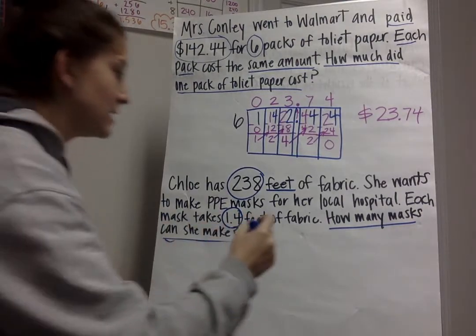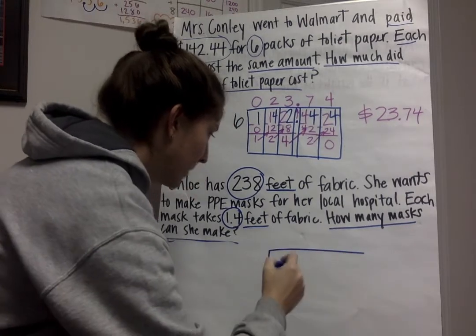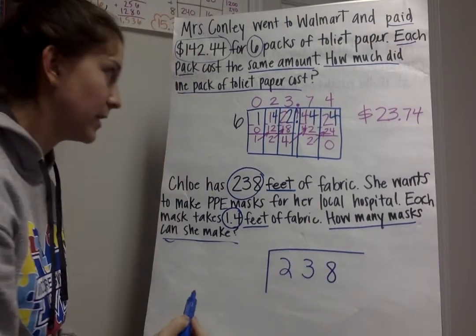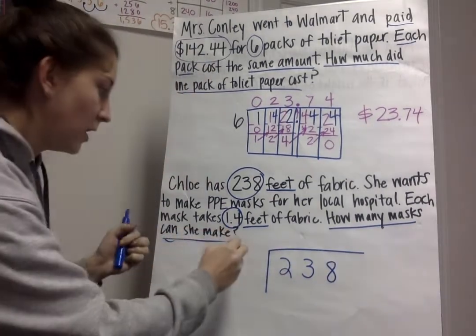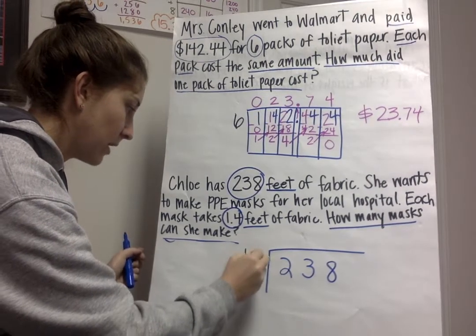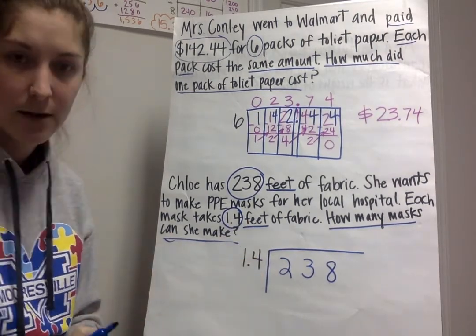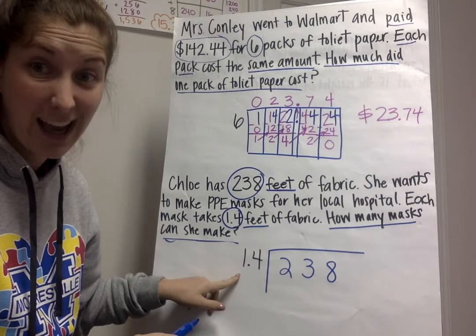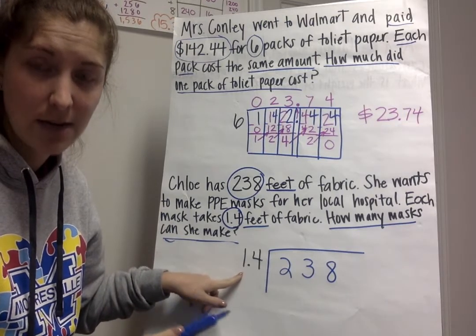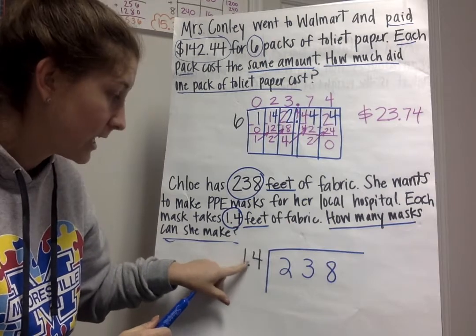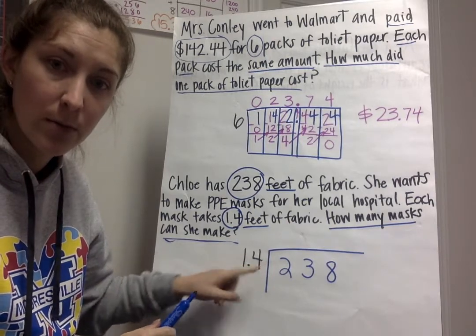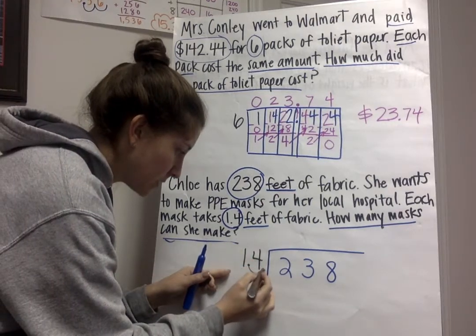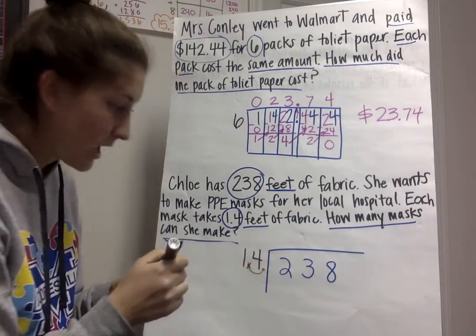So that means that this time I'm going to be setting up my box like this. 238 is going to go on the inside, and 1 4/10 is going to be going on the outside. Now, when we have a decimal on the outside of our division house, it can't happen. We don't like decimals on the outside of our division house. We need to be able to kick that decimal out and make it a whole number like we did when we were multiplying. So I've got to take this decimal here, and I've got to kick it out one time to the right so I can make that a 14.